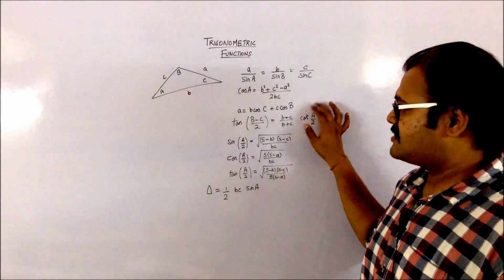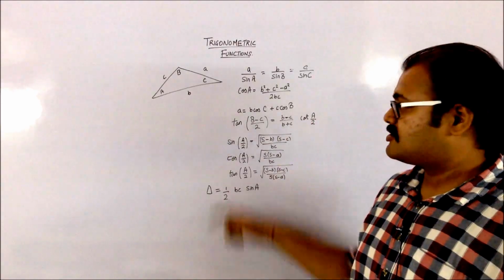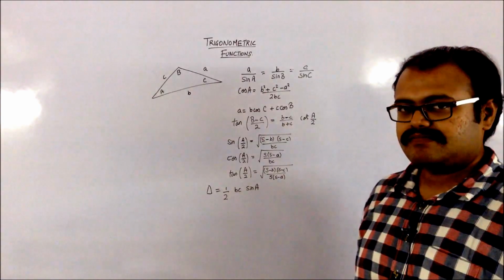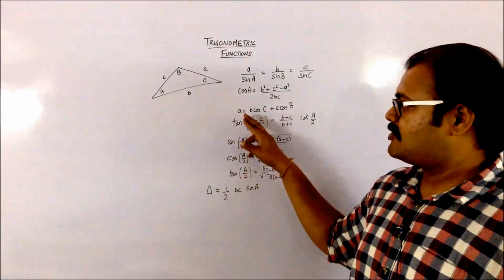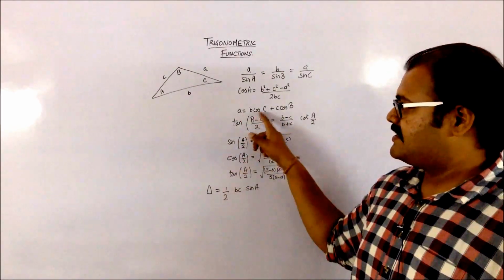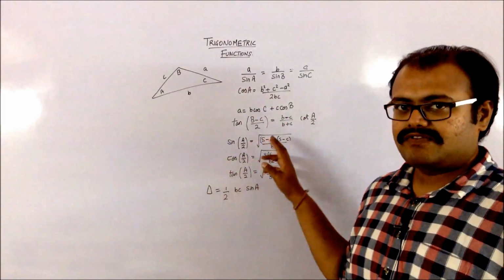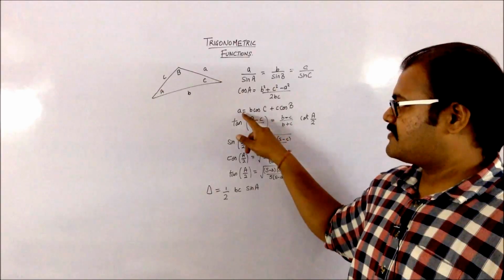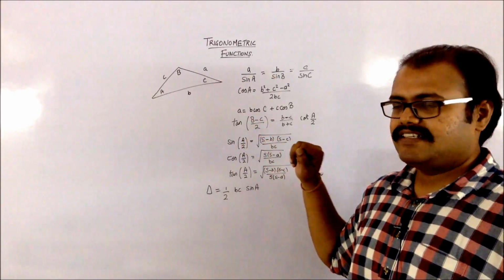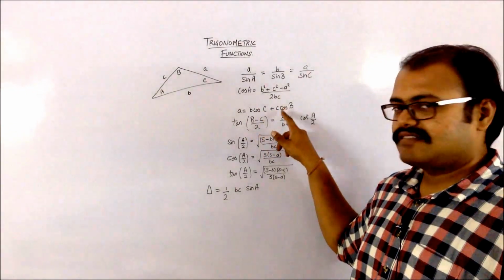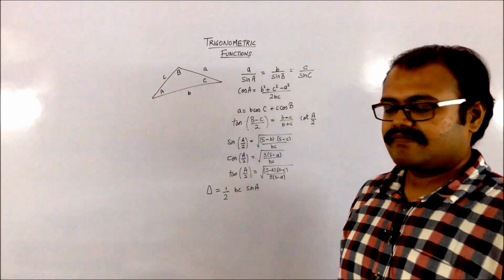Now going on to the next one, this is my projection rule. So my a will be equal to b cos C plus c cos B. So basically, if I want to find any of the sides, then it is just a combination of the side and the angle of the other two sides. So if I want to find my c, then c will be equal to a cos B plus b cos A.